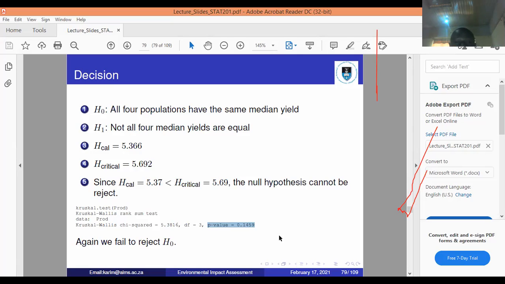So when the p-value is less than 0.05, we reject H naught. If it is greater than 0.05, we accept H naught. So in this case, we accept H naught. So that's why we say we fail to reject H naught. If we fail to reject H naught, it's the same thing as saying we accept H naught.